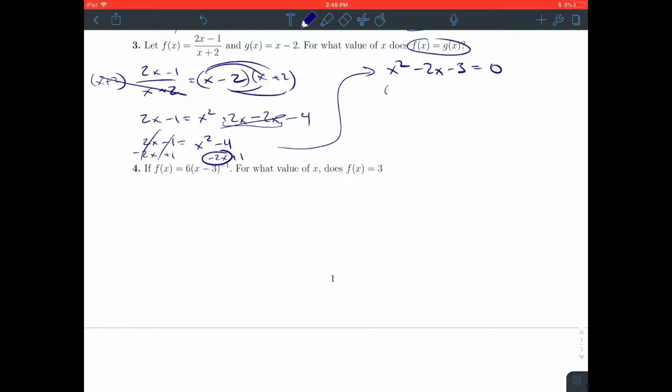Now we use sum and product factoring to solve this. X minus 3 times x plus 1. X is equal to 3, and x is equal to -1.